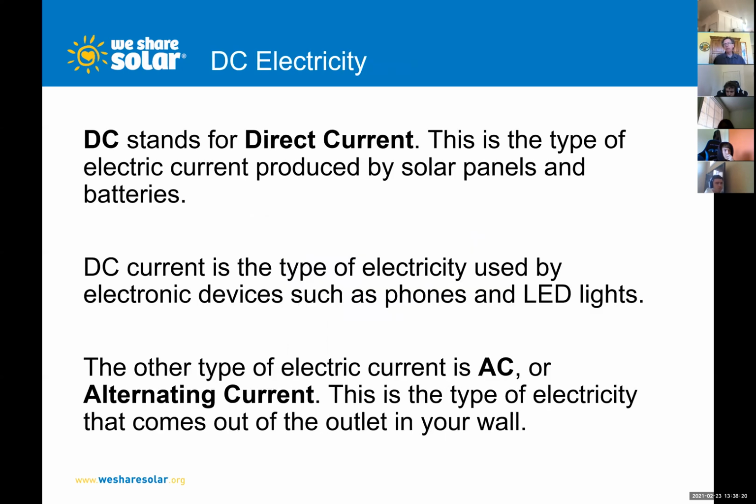The type of electricity that we're going to be using is called DC, or direct current. This is what solar panels produce and what batteries give you. And all of our electronic devices actually use DC inside, whether it's a phone or a computer or a monitor, that sort of thing. The other main type of electricity that gets delivered to our homes is AC, alternating current. And this is the type of electricity that comes out of the outlet in your wall. And you might be thinking, okay, well, I plug my Chromebook into the wall. So doesn't my Chromebook run on AC?